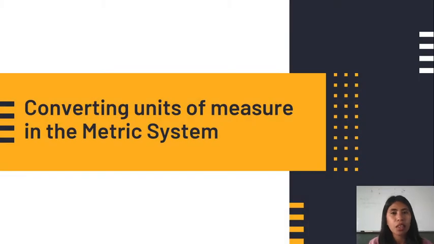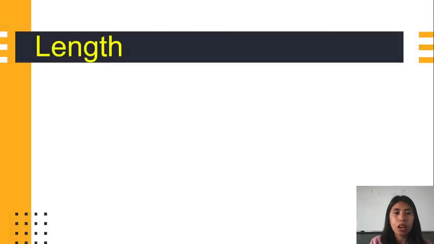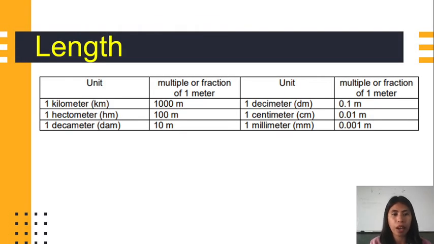Next, let's proceed to converting units of measure in the metric system. We have length. Using this table, 1 kilometer is equal to 1,000 meters. 1 hectometer is equal to 100 meters. 1 decameter is equal to 10 meters. 1 decimeter is equal to 0.1 meter. 1 centimeter is equal to 0.01 meter. And 1 millimeter is equal to 0.001 meter.